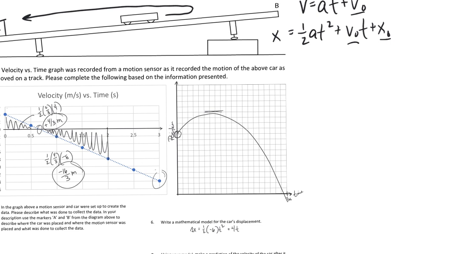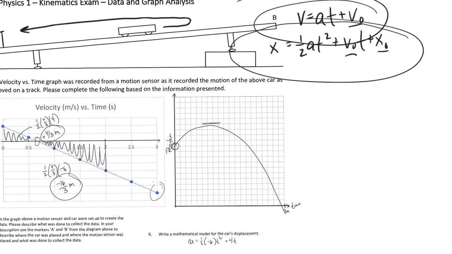So when we have a question like this where you're asked about a model, the models are the ones that the graphs are based on. So you should be able to get a quadratic and the linear function for the velocity.